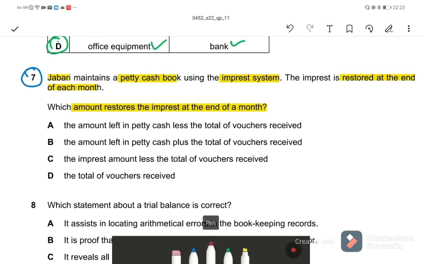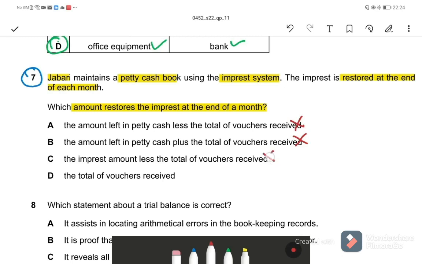The first option, the amount left in petty cash less total vouchers received. No, that is the balance carried out. It is not the restored amount. The amount left in petty cash plus total voucher. No, that is the full amount of imprest. Imprest amount less the total vouchers received.